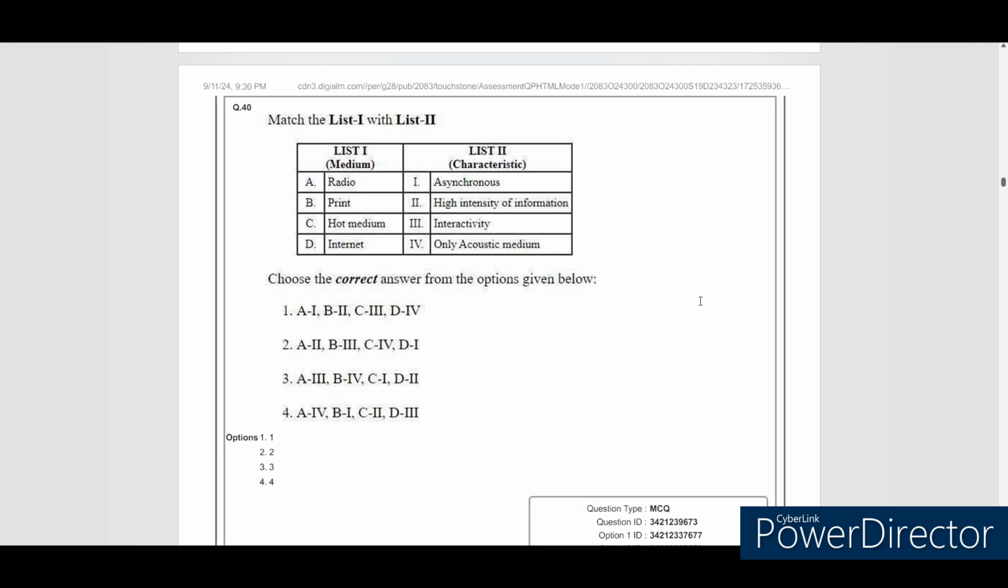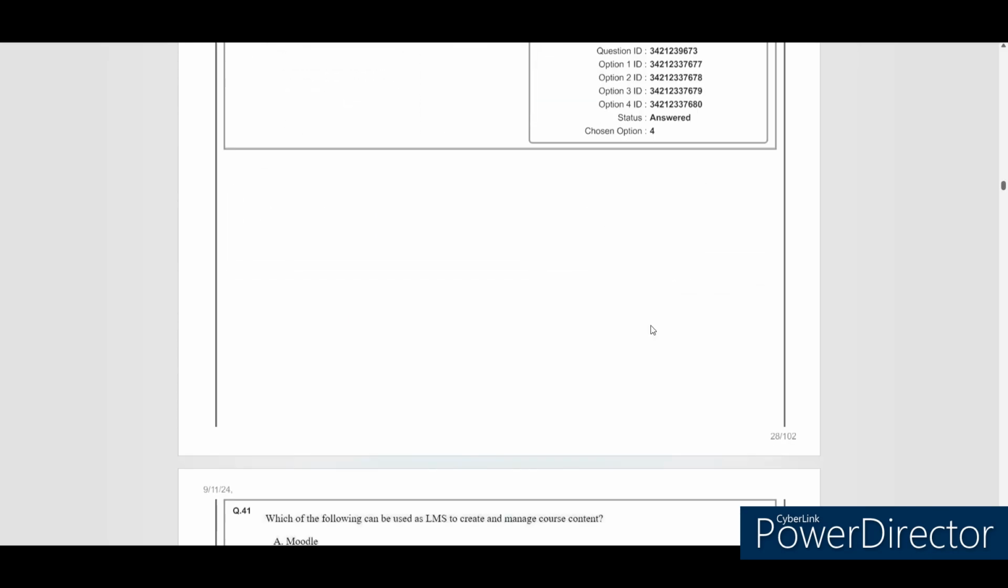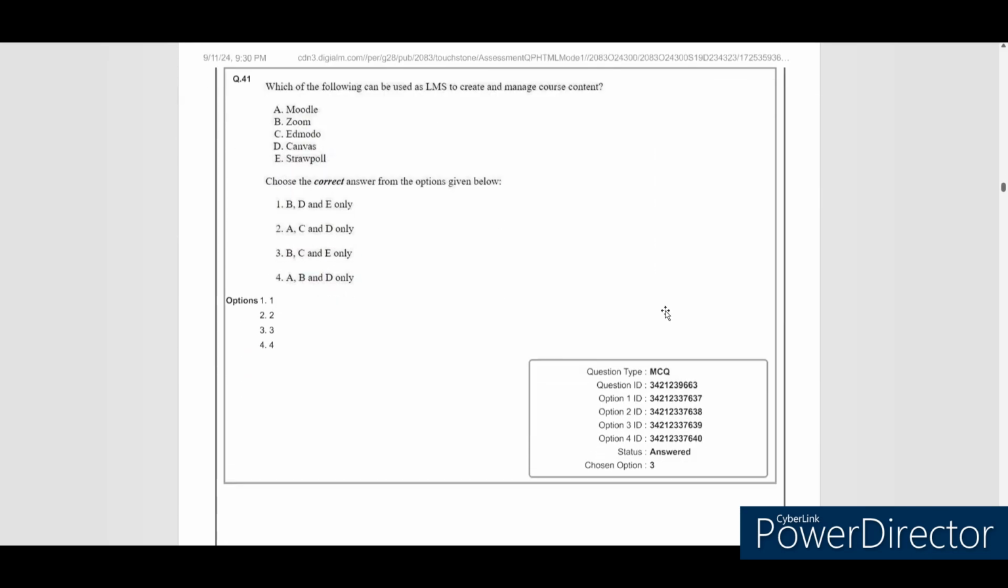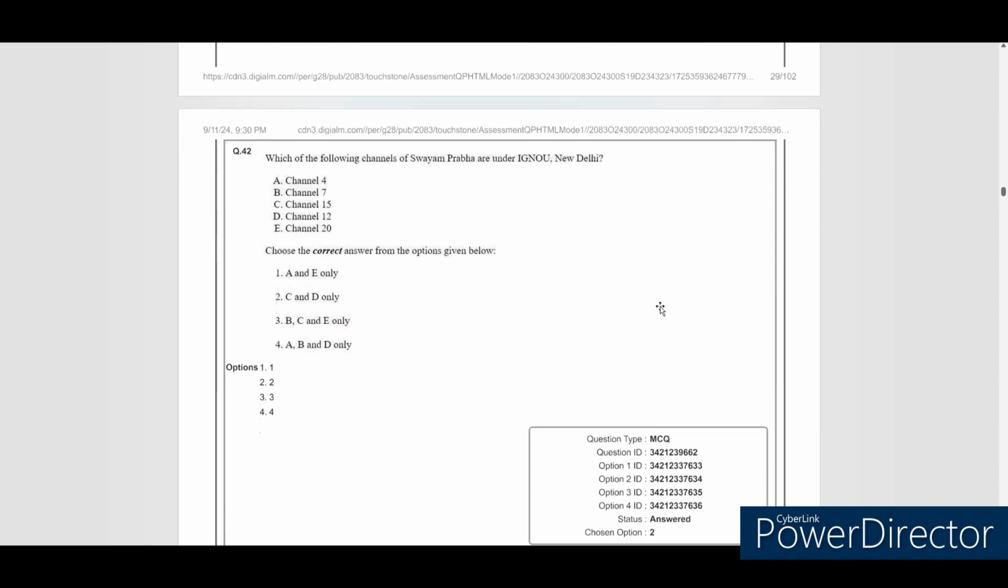Now coming to question number 40, which is very easy, you can answer it very easily. Option D, internet is something interactive. Hot medium which carries high intensity of information. Print is something asynchronous. Radio works only on acoustic medium. Okay. Now coming to question number 41, I will skip it. Question number 42, I will skip it for the time being.